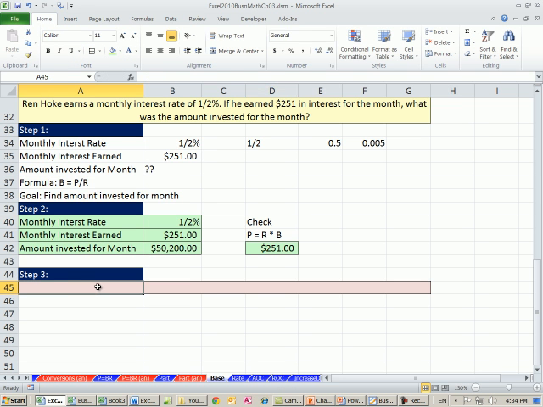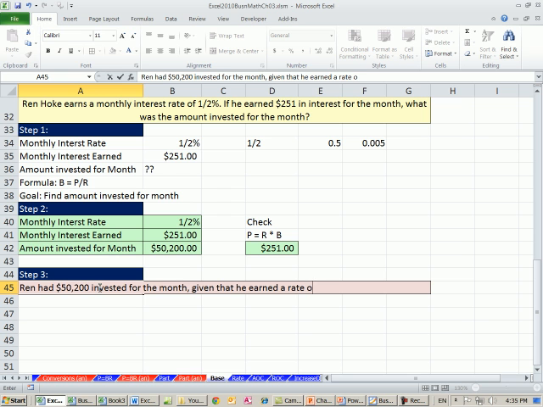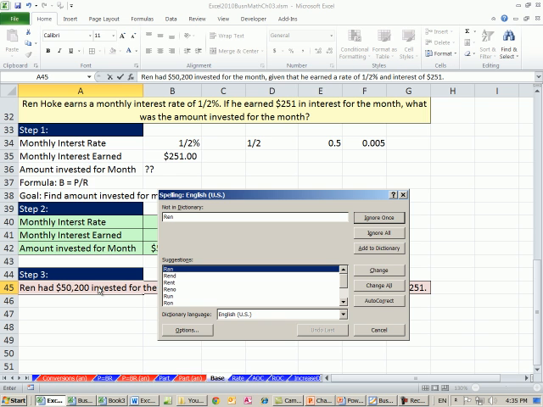All right, and then we write our answer in words. Ren had 50,200 invested for the month, earned a rate of 0.5% and interest of 251. It doesn't know Ren. Ignore all.